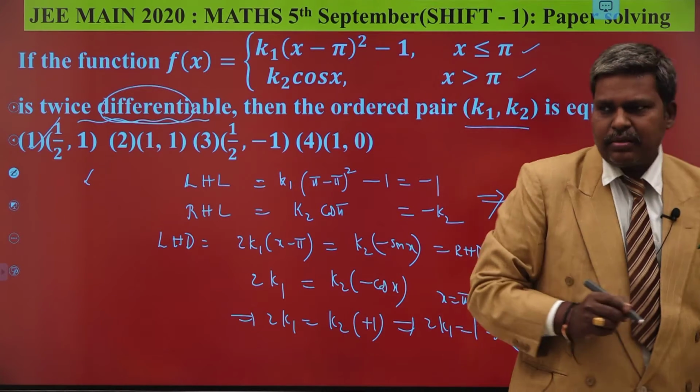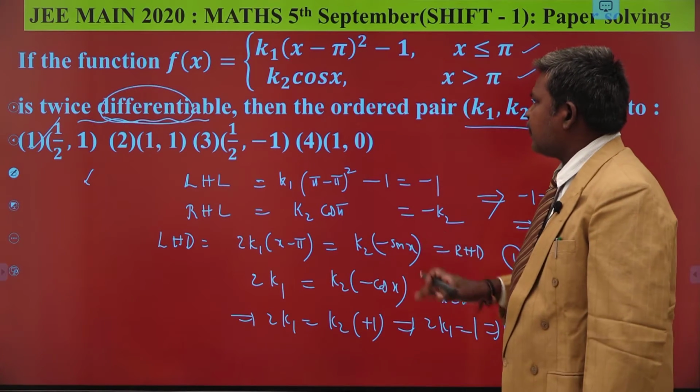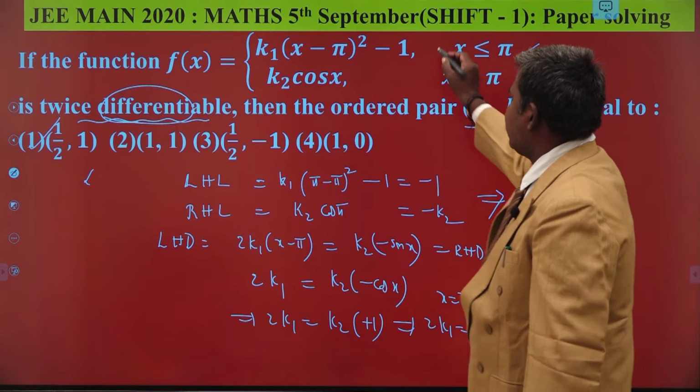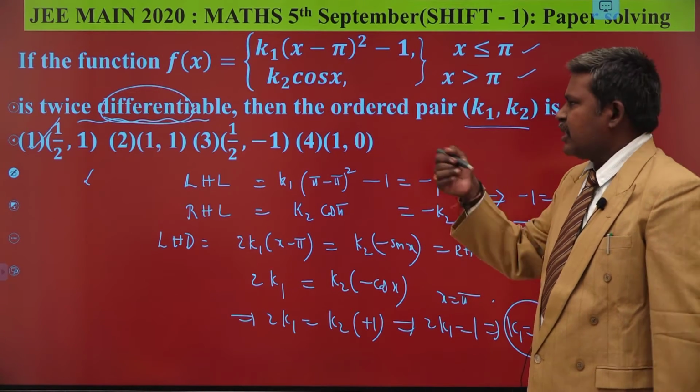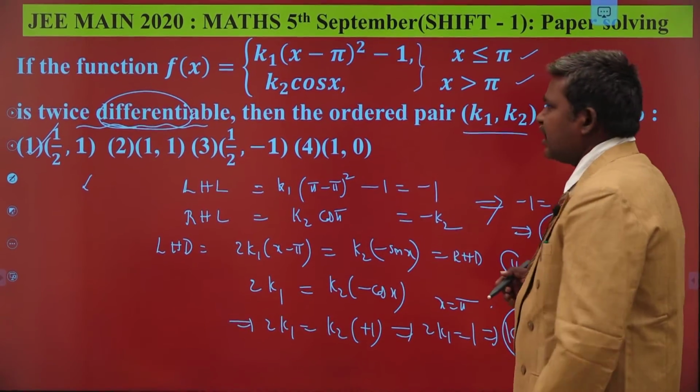So, in this manner, before going to write the differentiation, your function must and should be continuous. You have to apply the continuity condition also, then only you get the values of k1 and k2.